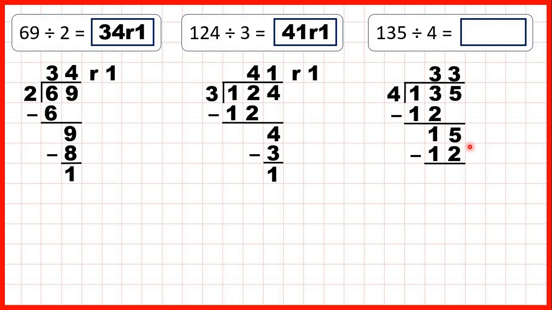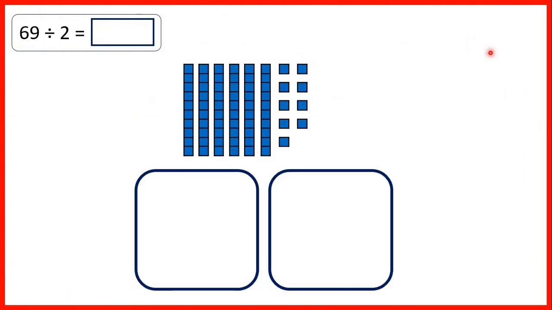Now 15 minus 12 is 3, and we don't have any more digits to bring down, so this 3 is a remainder. So our answer is 33 remainder 3.